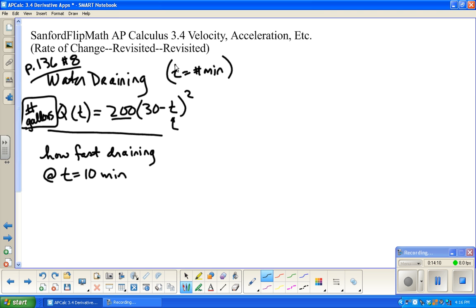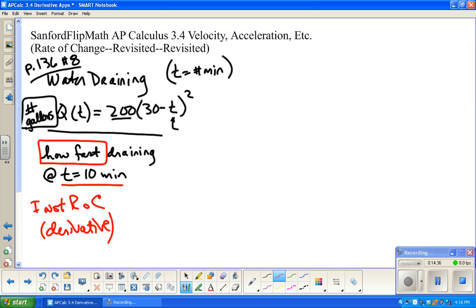What we want to know is if we wait 10 minutes, at 10 minutes in, how fast is the water coming out? How many gallons per minute are actually coming out? Because this could be changing as we go through the process. Okay, so how fast at a specific time is instantaneous rate of change, also known as derivative. So that's what we need to do. We need to do the derivative of this beautiful equation. Okay, so in other words, I need Q prime.